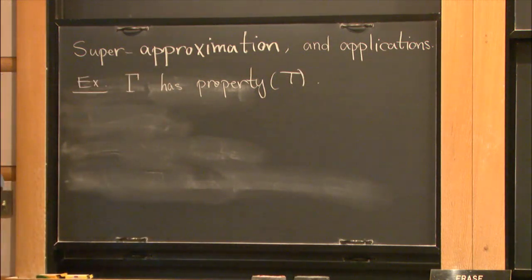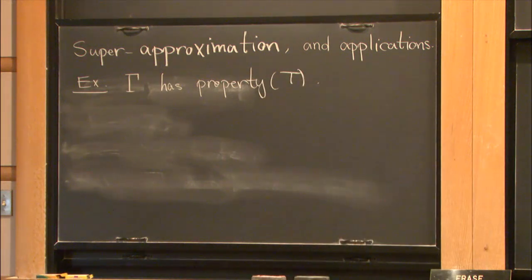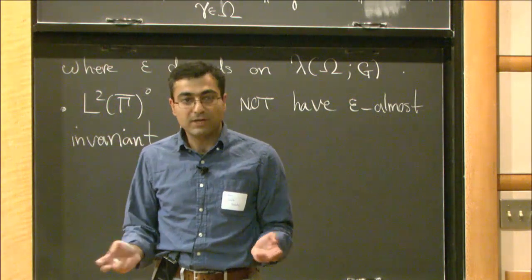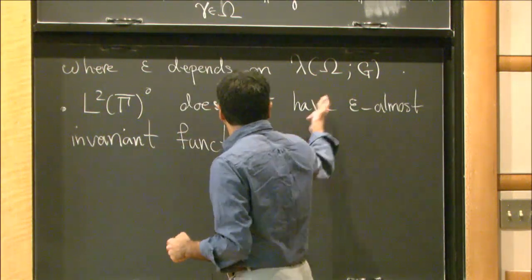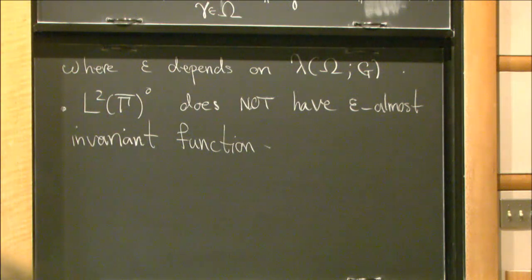So then what is it? It says not only you look at this L2 of gamma bar naught, you take any unitary representation with no fixed point, then it's not supposed to have epsilon almost invariant functions. Okay, so it seems I'm killing this with a much stronger property, and I'm doing it.